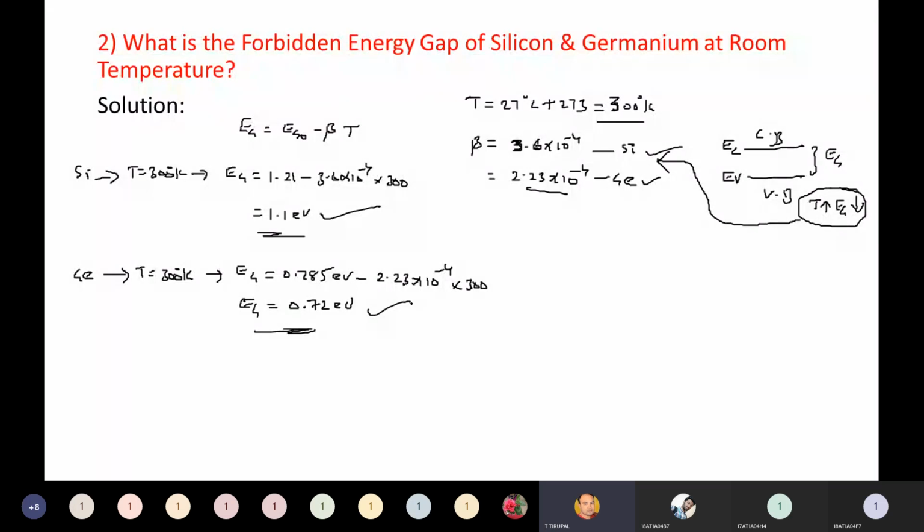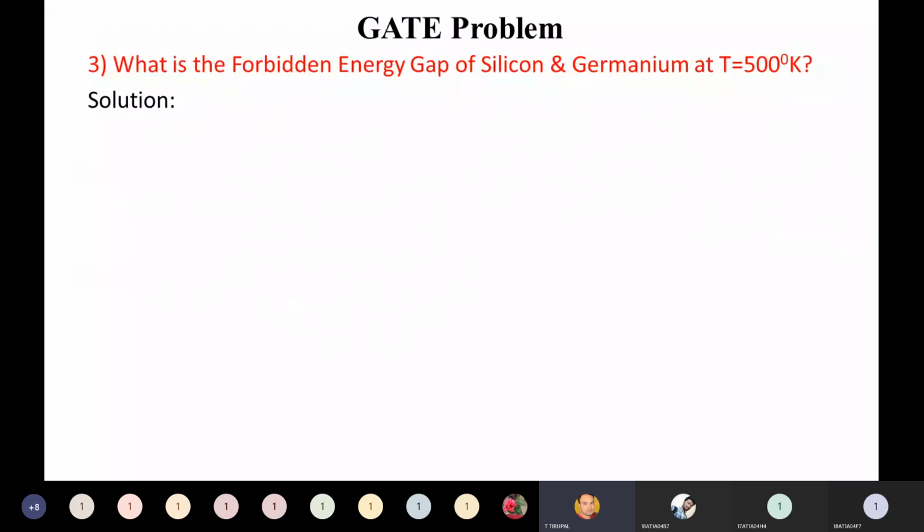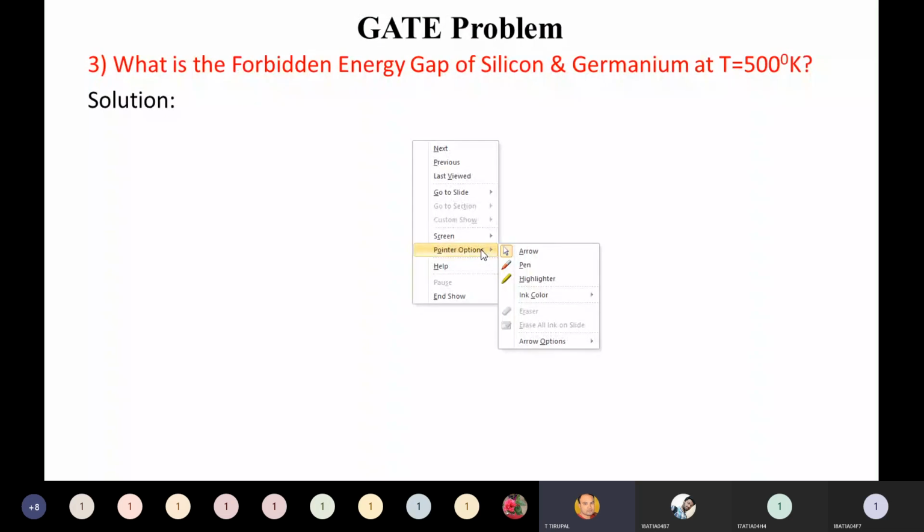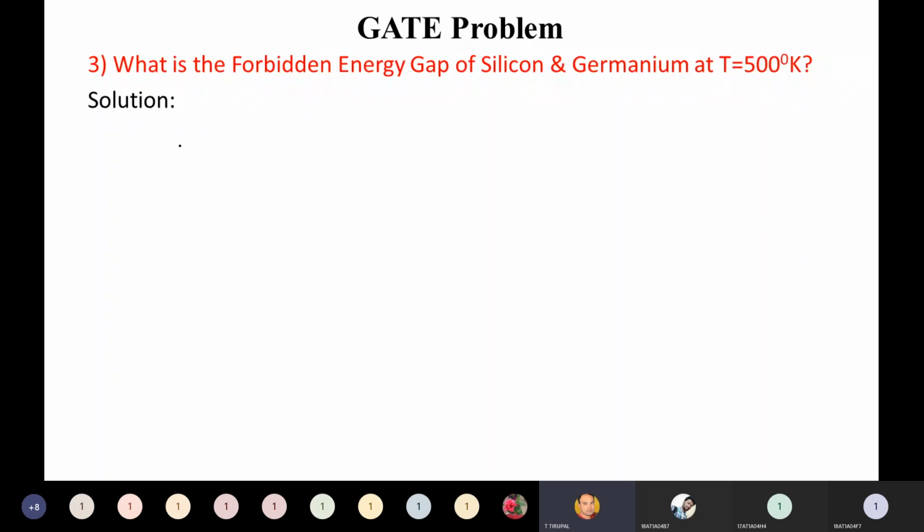Next, let us go for the third question. What is the forbidden energy gap of silicon and germanium at T is equal to 500 degree Kelvin? Tell me the answers, anyone? Tell me the answer, or post in the chat box. What is your answer? At T is equal to 500 degree Kelvin. Answer?